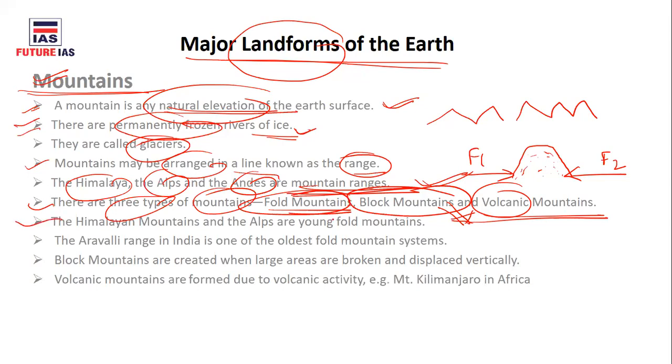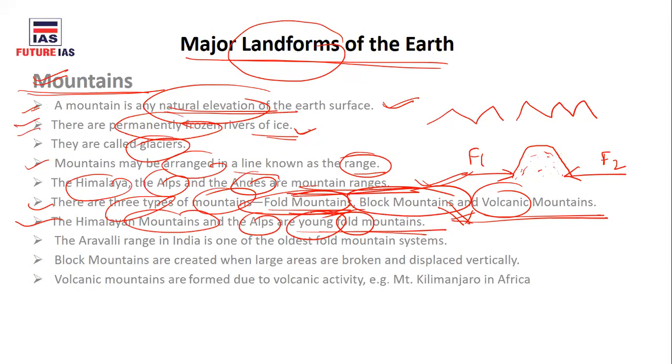And the fold mountains, as I told you, are the strata which have been squeezed and folded in the form of folds, right? So it is also known as fold mountain. Himalayan mountains and the Alps are both young fold mountains. What does young mean? They are still rising.